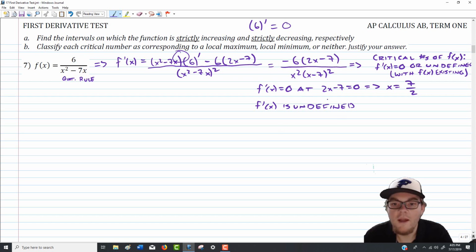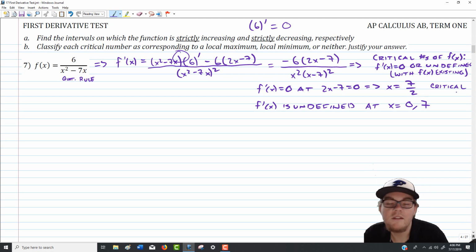F prime of x is undefined at two other values, specifically the two vertical asymptote values of x equals 0 and x equals 7. So it is critical and important for you to realize that the first value we found, x equals 3.5, is a critical number because it's literally a part of the original function.